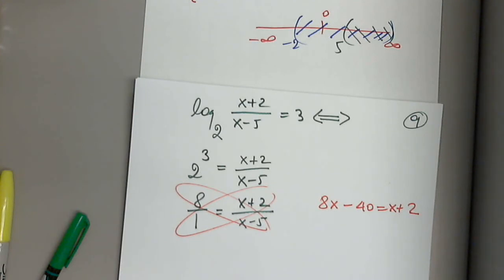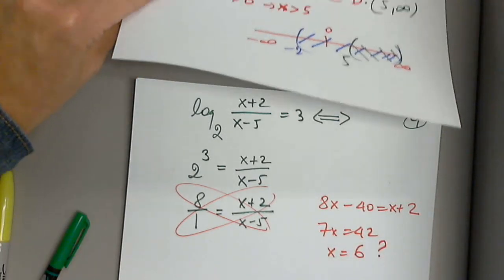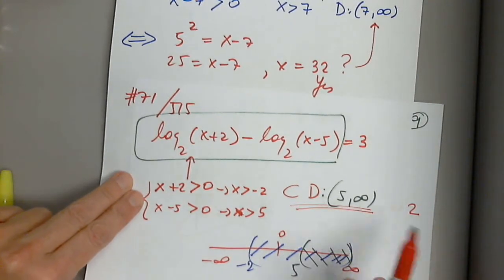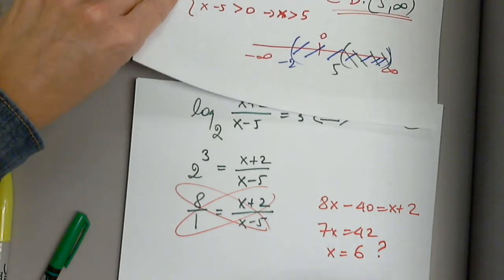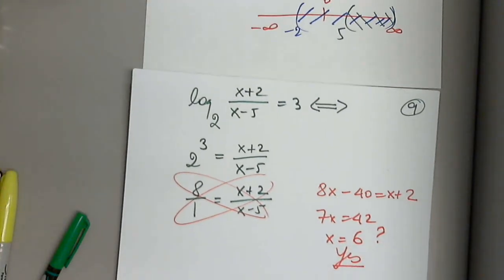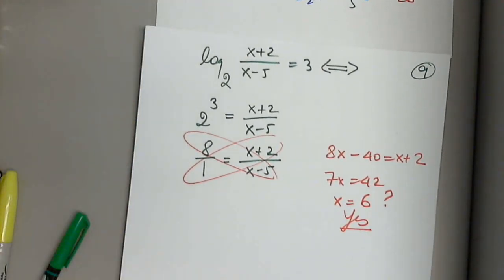Okay, what type of equation is this now? Exactly. I have to move terms around. So 7x equals 42. So then x equals? I'm not sure, but I don't have to go back and check because I worked hard for this. Is this acceptable? It is acceptable. That's how we deal with log equations.